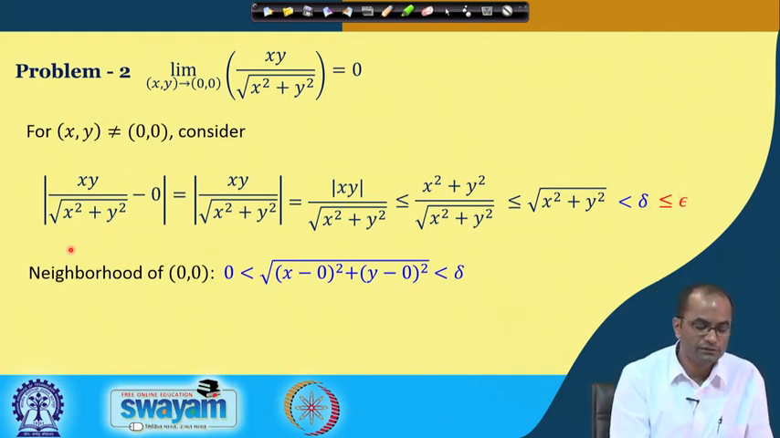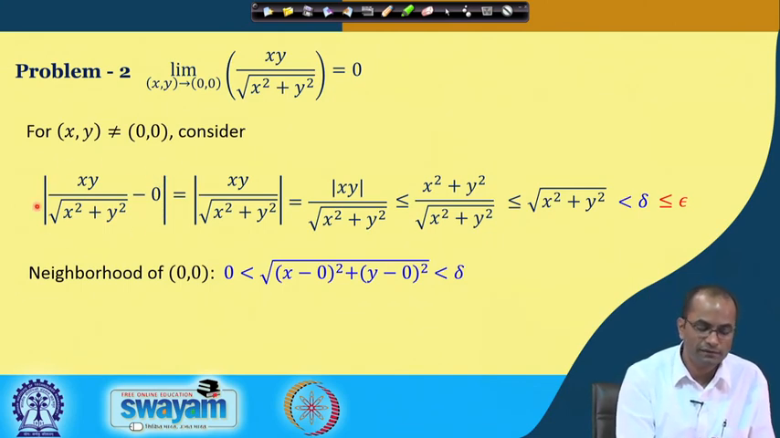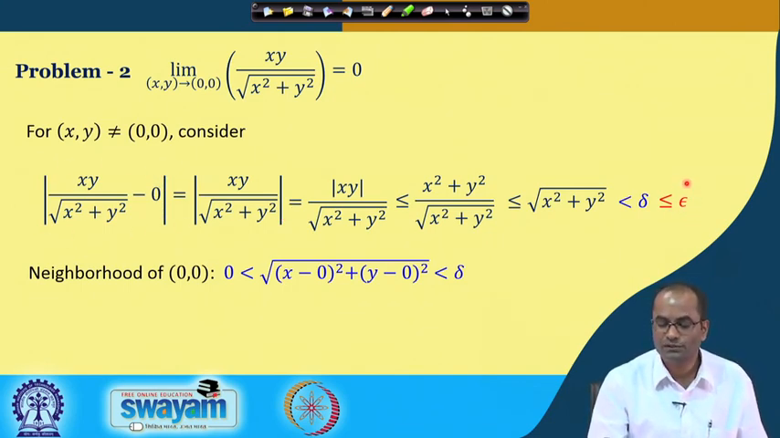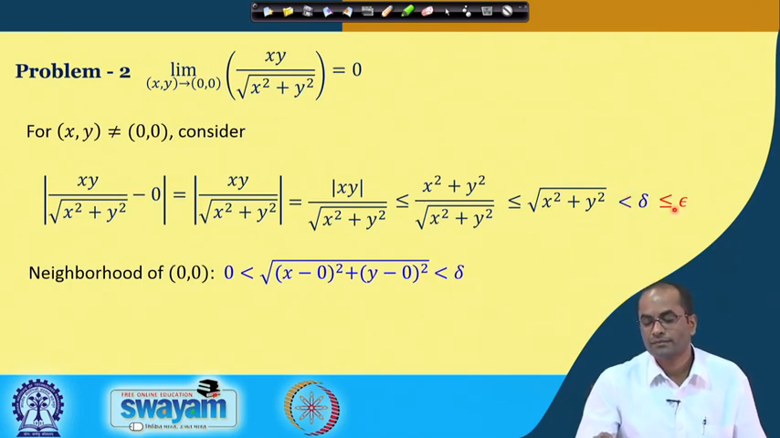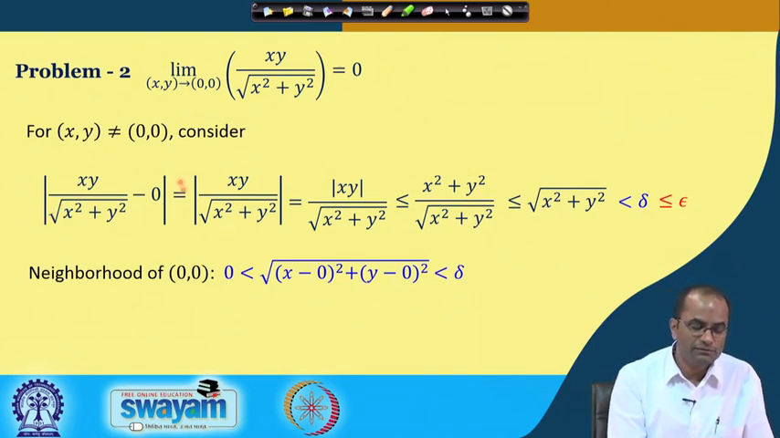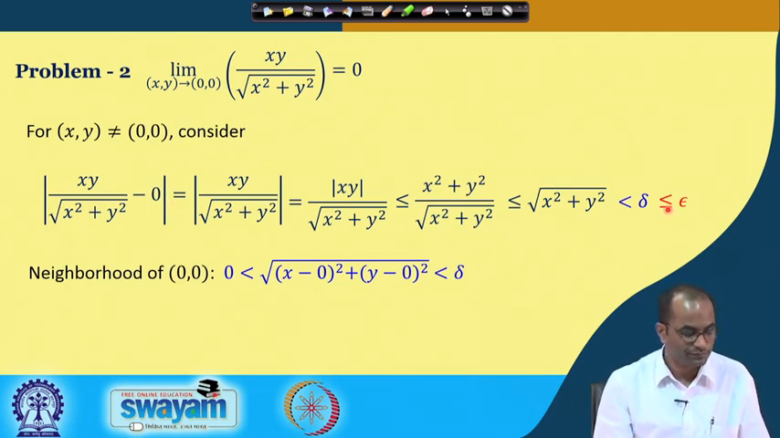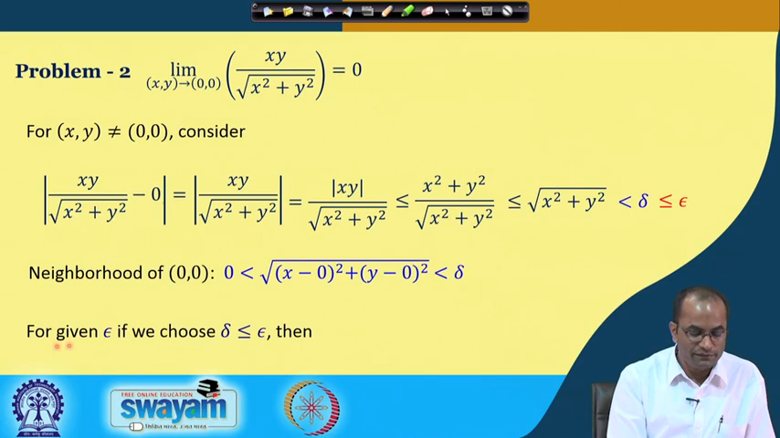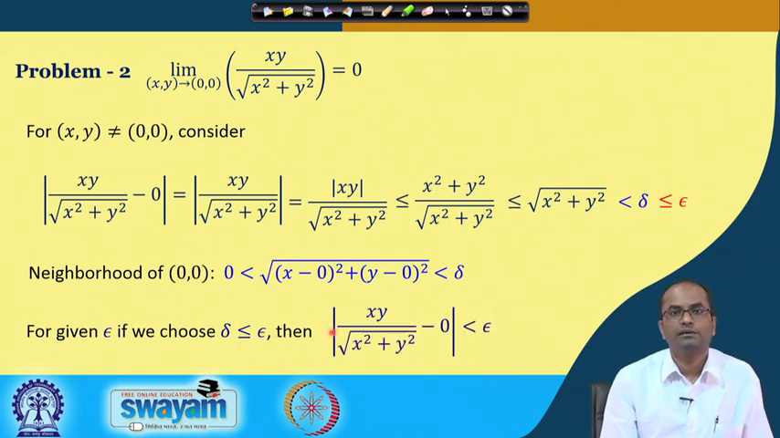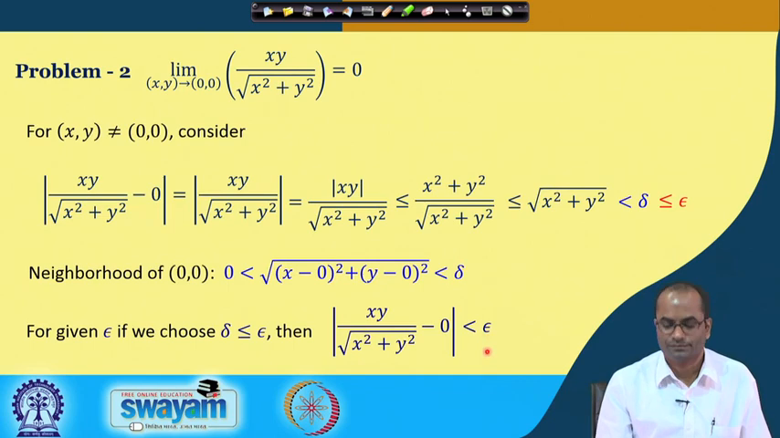So, this expression, the difference between the function and the limiting value, is less than epsilon if we choose the relation that delta is less than or equal to epsilon. So, for given epsilon, if we choose delta equal to epsilon or anything less than epsilon, then the difference between the function value and its limiting value will be less than epsilon.